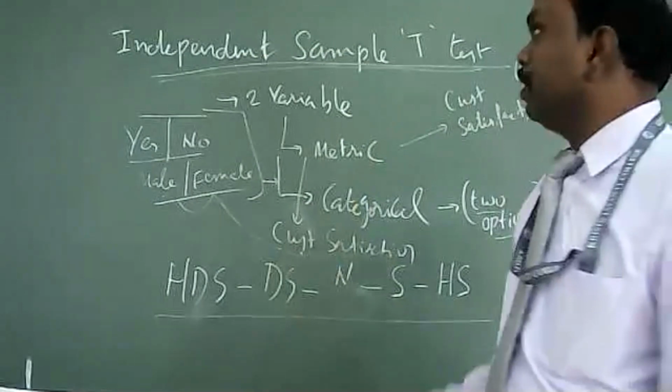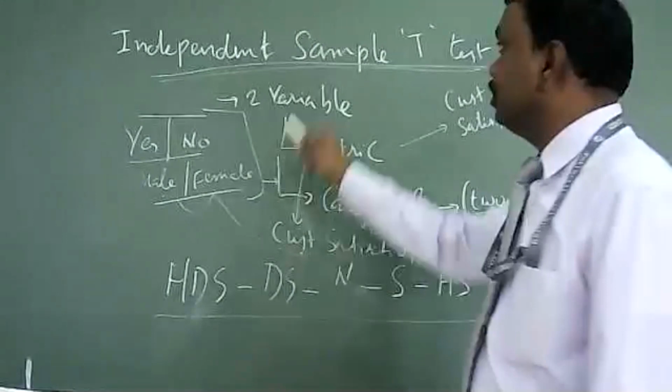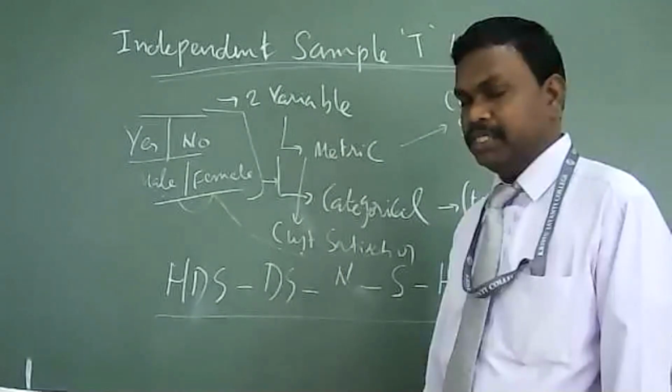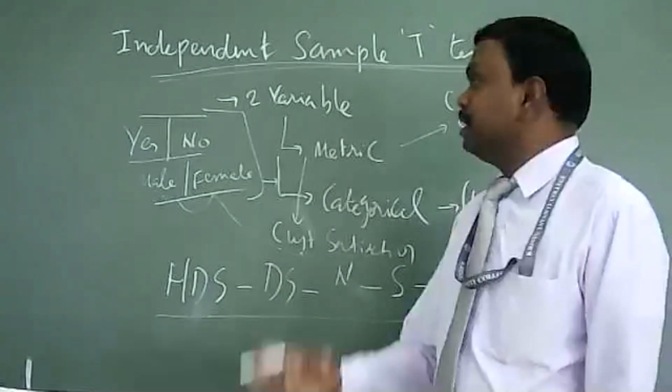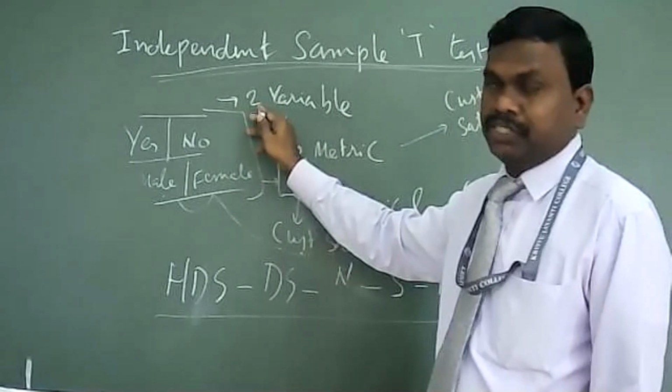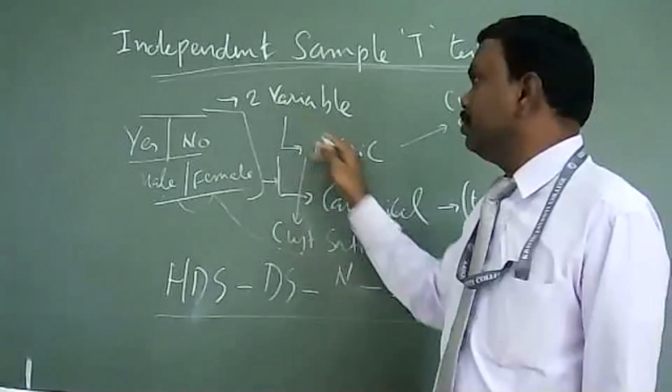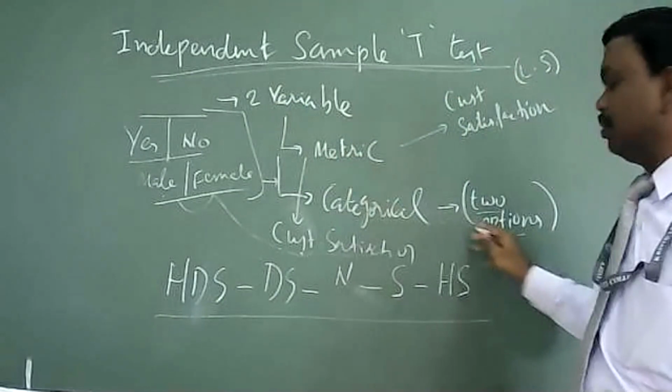One possible tool that we can use for our project is the independent sample t-test. We use it to compare sample means. The requirement of the independent sample t-test is two variables. One variable should be metric and the other should be categorical, and that categorical variable should have only two options, I mean to say only two categories.